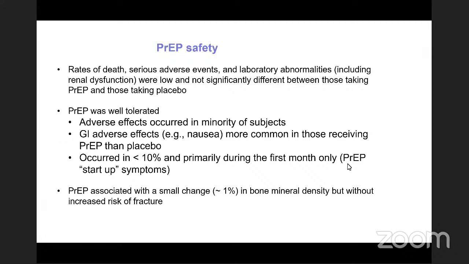PrEP was well tolerated. But in less than 10% of individuals, they experienced some gastrointestinal adverse events, where they could have nausea, diarrhea, but this was mainly in the first month. So again, it's balancing whether they want to persevere through those minor side effects and protect themselves from HIV. There was also a small change, less than 1%, in bone mineral density, which was insignificant in terms of not increasing the risk of fractures.